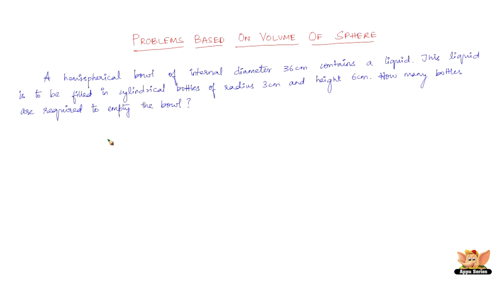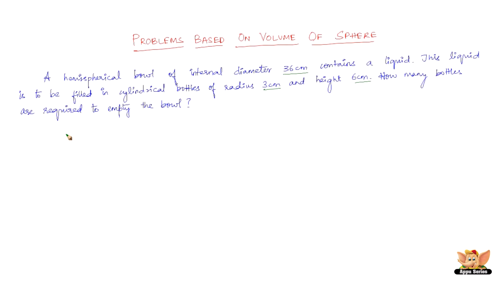So now what we have to do here is we just have to equate the volume of the hemispherical bowl of internal diameter 36 centimeters to x times the volume of each bottle. And then we just have to find the x. That is going to give us the number of bottles, because we can find the volume of the hemispherical bowl with this data, and we can also find the volume of each bottle with these data. So now let us start solving the problem.